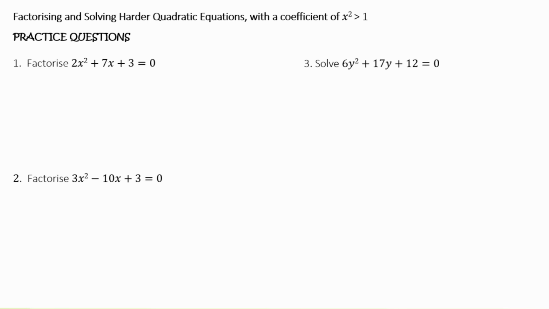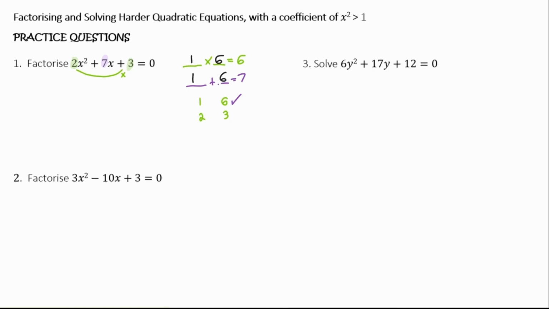So here are a few practice questions, so you can feel free to pause the video and have a go if you like. So for number 1, we have to factorize 2x squared plus 7x plus 3. So first we multiply 2 and 3, which gives us 6. And that means we're looking for two numbers that multiply to give us 6. And the same two numbers should add to give us 7. So looking at the factors of 6, we've got 1 and 6 and 2 and 3. And 1 and 6 also add to give us 7. So we are going to use 1 and 6 as our factors.